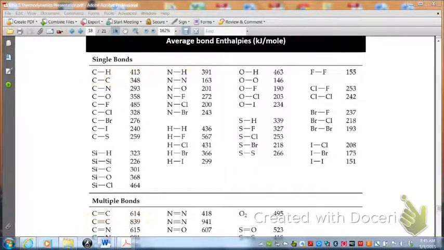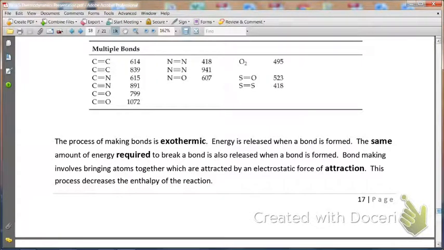Alright, so now that we've looked over this bond enthalpy table, let's add a little bit more information here. If you recall, during an exothermic process, bonds are going to be made. When bonds are made, energy is going to be released, and so therefore it must be exothermic. So energy is released when bonds are formed, and that's something we've spent some time talking about.